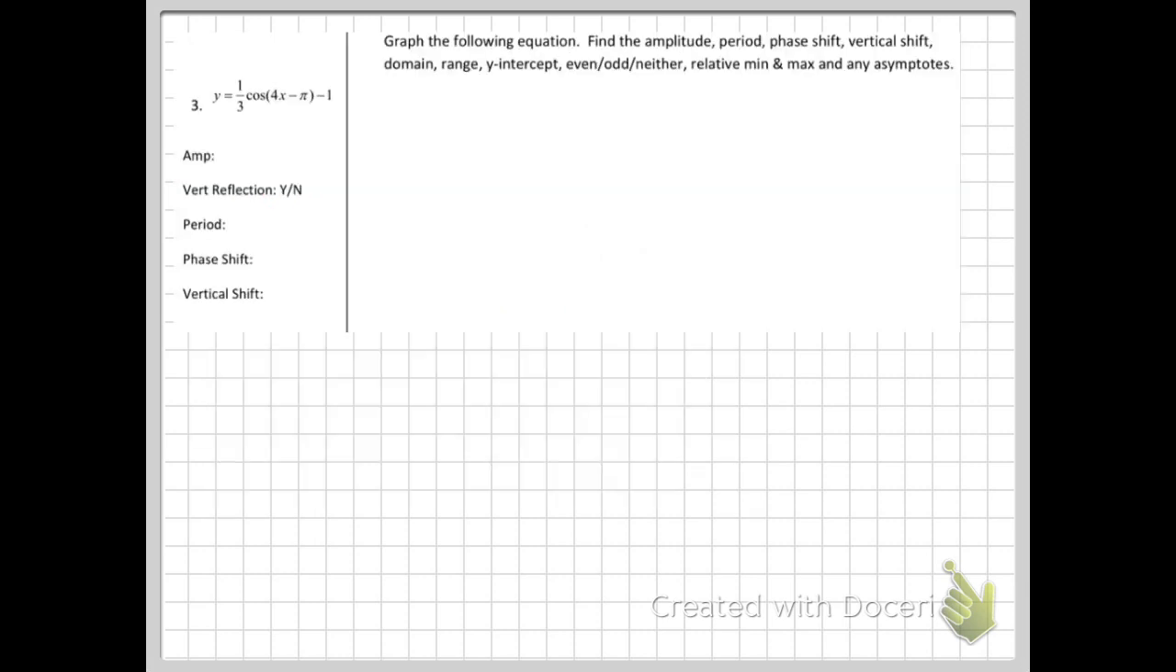Here's our example for cosine. Let's first write it in graphing form. This is not written in graphing form over here, y equals. Pause the video and see if you can get this to graphing form.